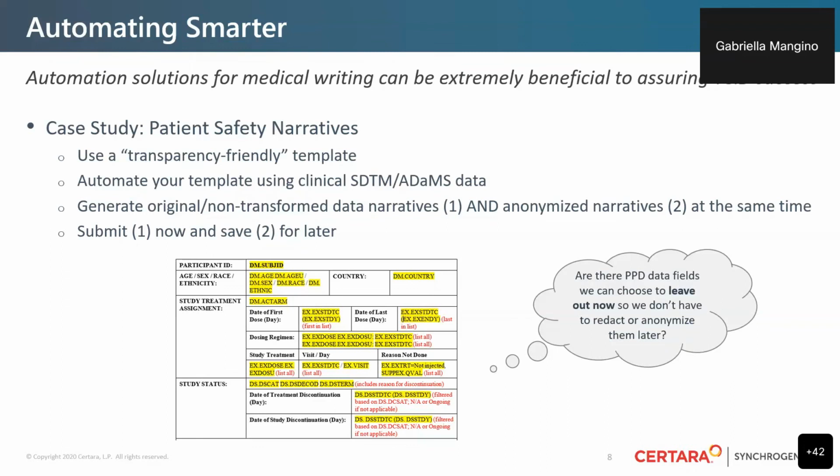So one question for us to think about, of course, are there PPD data fields we can choose to leave out now, like our study dates, and just include days, so we don't have to redact or anonymize them later? It should always be a question on our mind when we're writing, whether it be patient narratives or clinical study reports or protocols, etc.